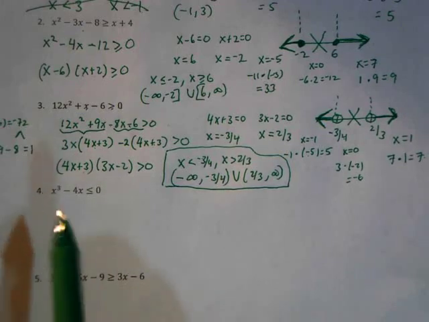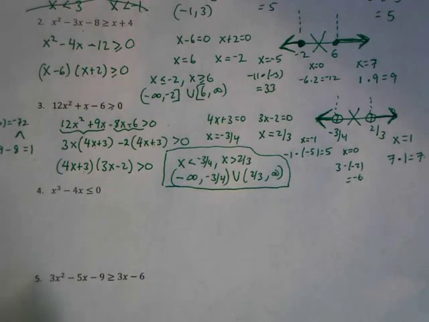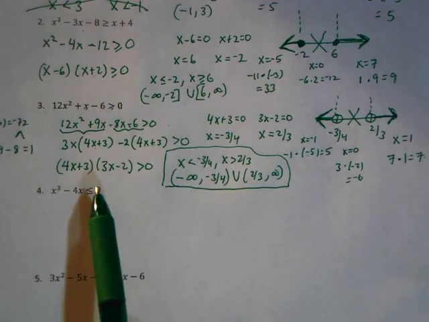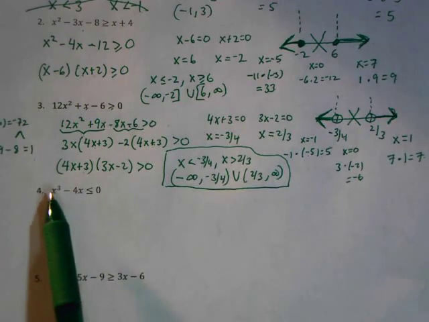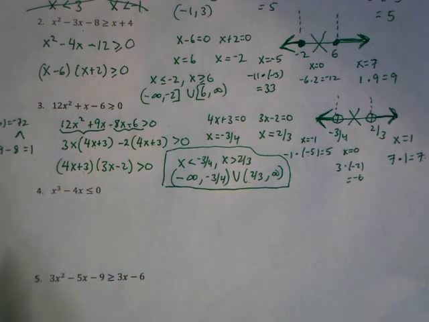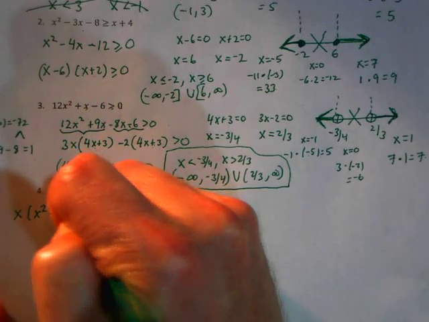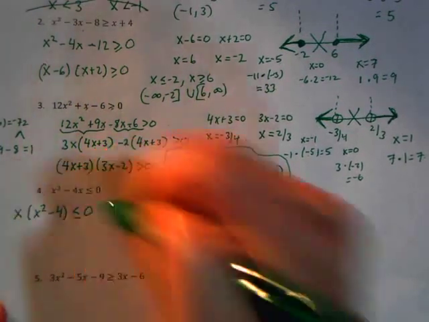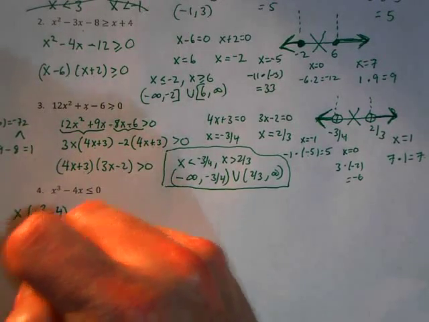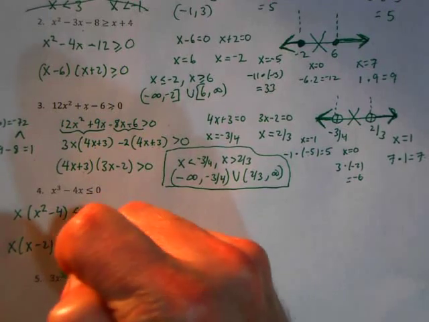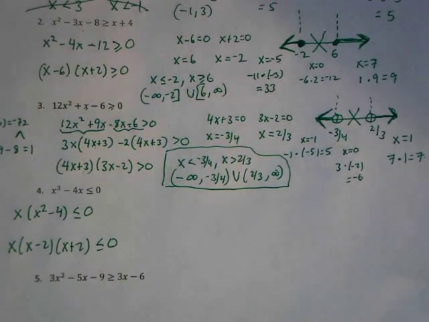The fact that we have an x cubed right here doesn't change much. We still have to have 0 on one side. We do. We have to factor. This time to factor, we can take out a GCF of an x. X times x squared minus 4 less than or equal to 0. And then x squared minus 4 factors. X times x minus 2 and x plus 2 less than or equal to 0.